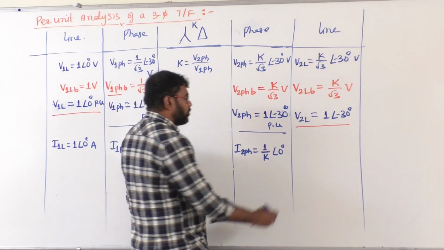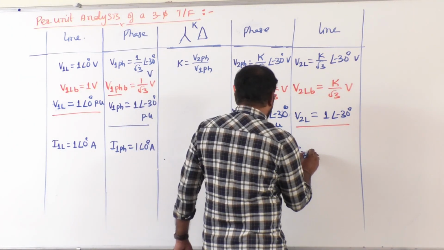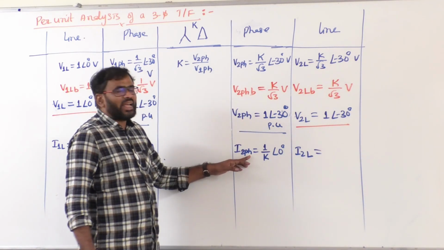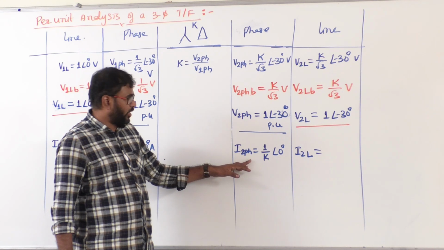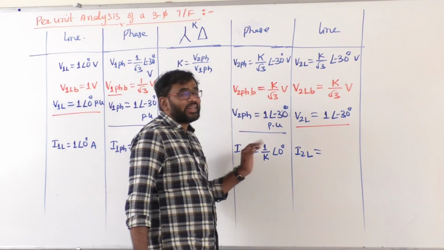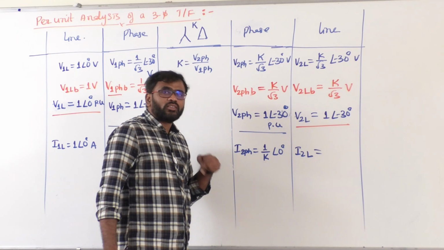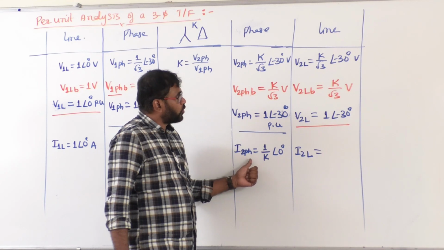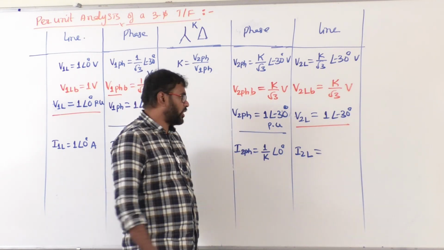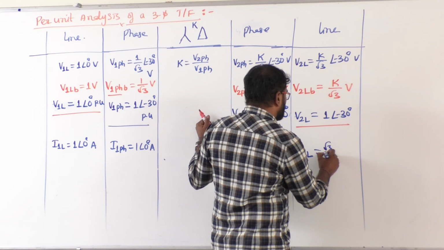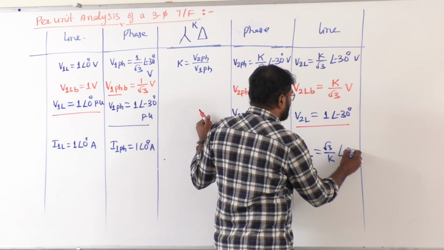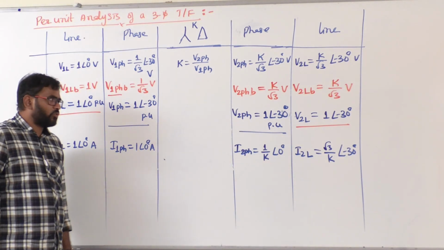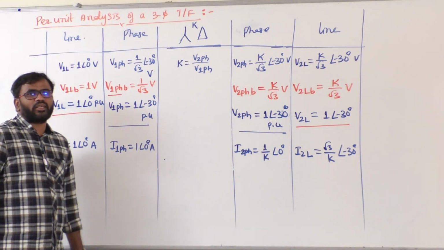Clear? But what about I2L, the line current here? The line current lags the phase current by 30 degrees. For a delta connection, the line current lags the phase current by what? 30 degrees. But from the magnitude point of view, the line current will be what? Root 3 times the phase current. That's why what I get now here is root 3 by K at an angle minus 30 degrees. There is a phase shift of minus 30 degrees from primary line current to secondary line current.